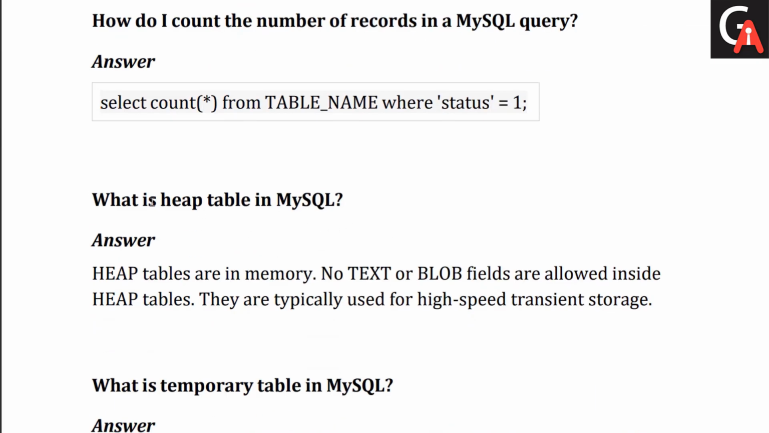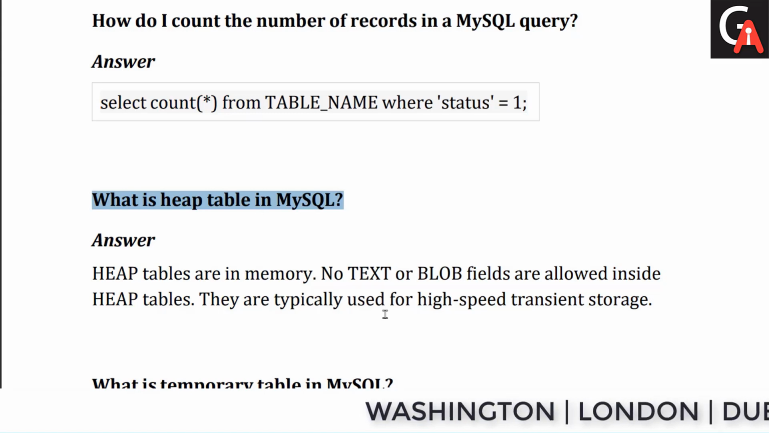The second question is, what is a heap table in MySQL? Heap tables are in the memory. No text or blob fields are allowed inside the heap tables. They are typically used for high speed transient storage. So basically heap storage is where you can store your temporary data, and in that temporary data you just need to store your table only. No text, no blob storage is allowed.